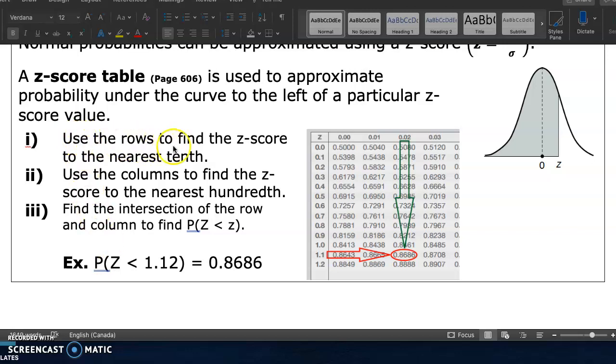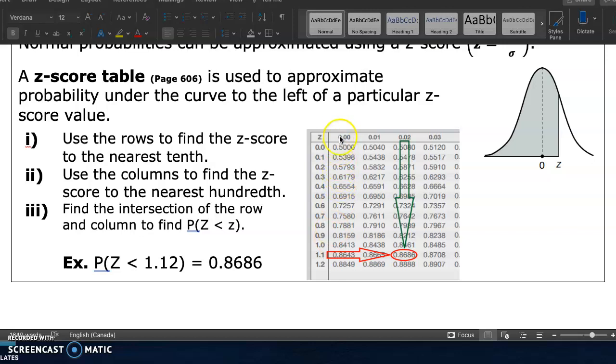So use the rows to find the z-score to the nearest tenth. And we're going to use this example of finding the probability that the z-score is less than 1.12. So we're going to line up on the left column. We can get precision to the nearest tenth, that means 1 decimal place. We're trying to get this number, 1.12. So we can get as close to this with 1.1 to the nearest tenth.